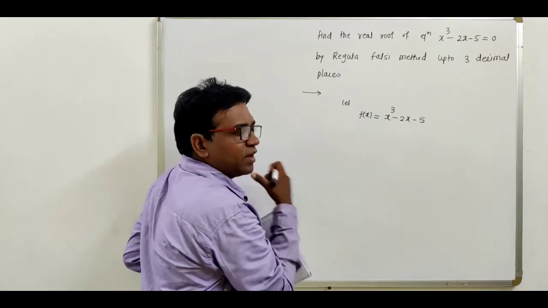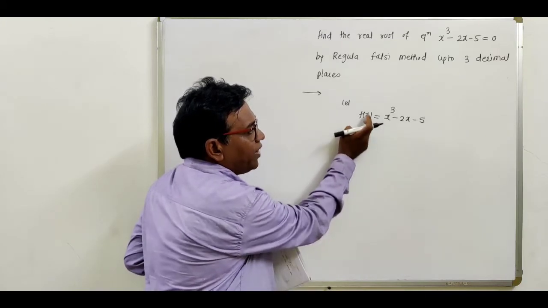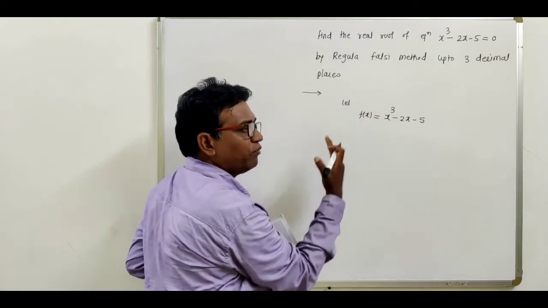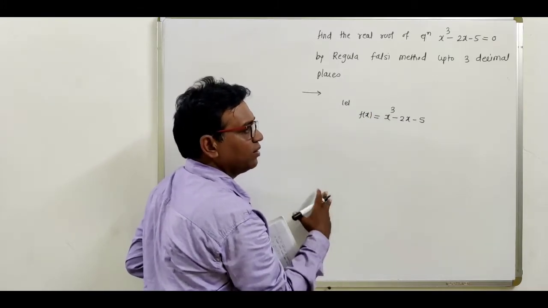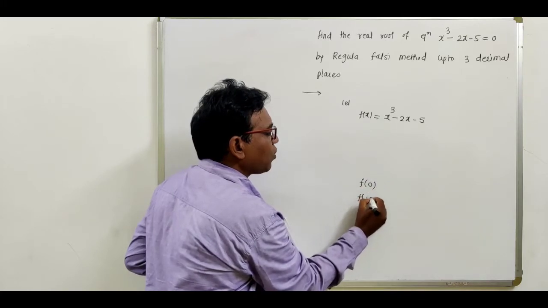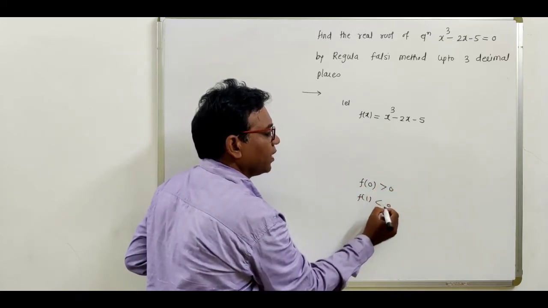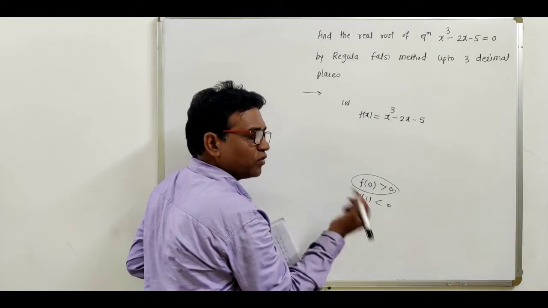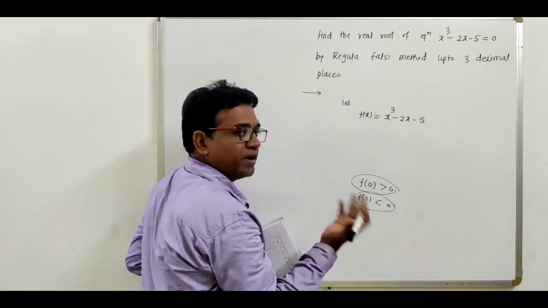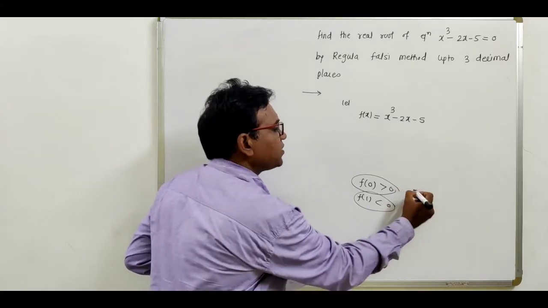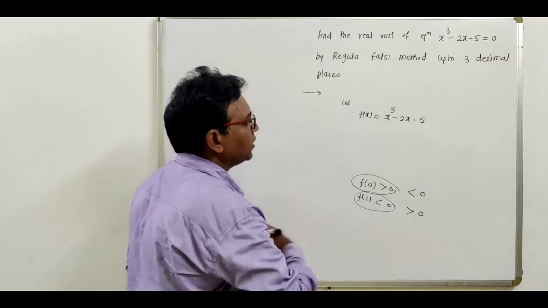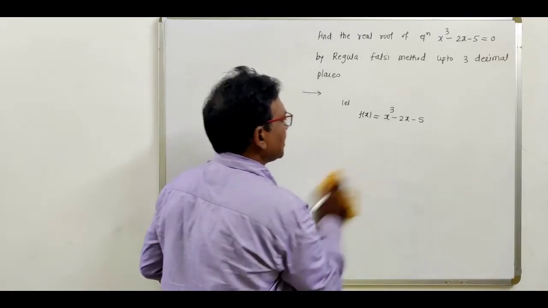Now see, what is the first step? We have to put some values for x. Put x equal to 0, 1, 2, 3, 4 and so on, and find out the functional values which are of opposite sign. If the first value is positive, then we require the second to be a negative value. If the first value is negative, then we require the second to be a positive value. So just put the values.